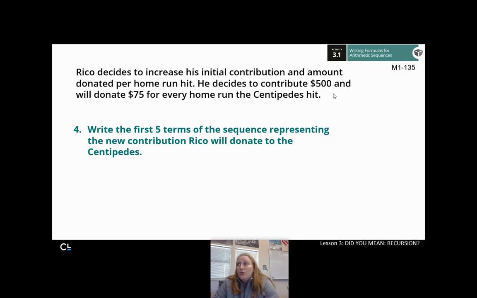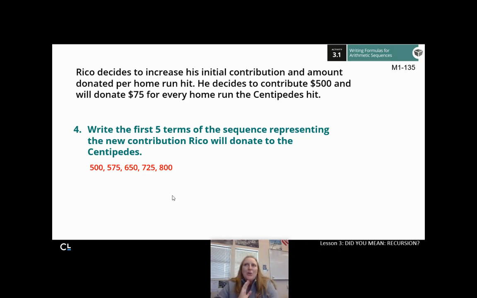All right, so first term is going to be 500. I know that. And then we're going to add 75 for every term after that. So my initial term is 500 plus 75 gives me 575. Plus 75 gives me 650. Plus 75 gives me 725. Plus 75 gives us 800.